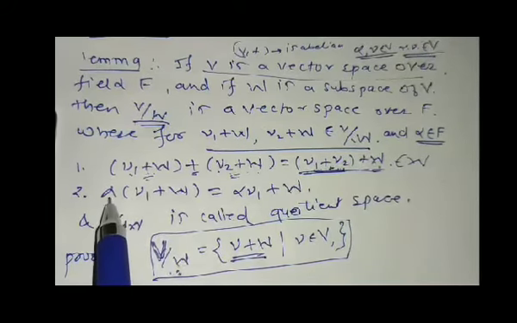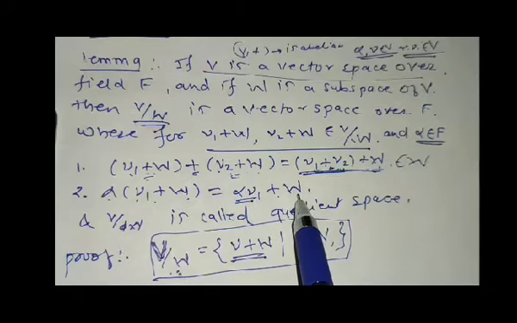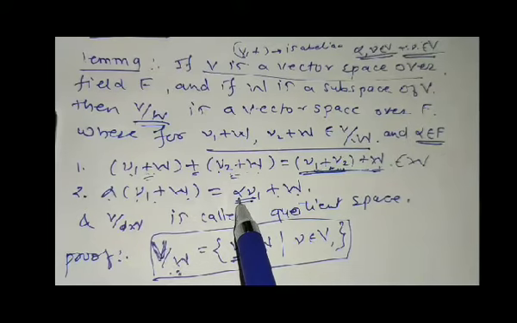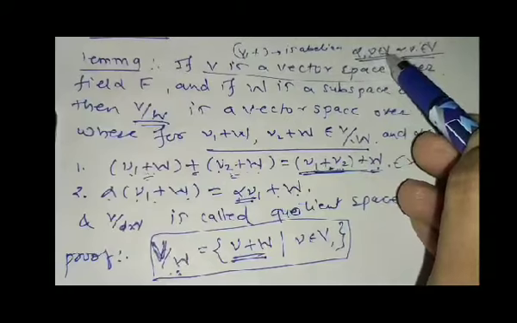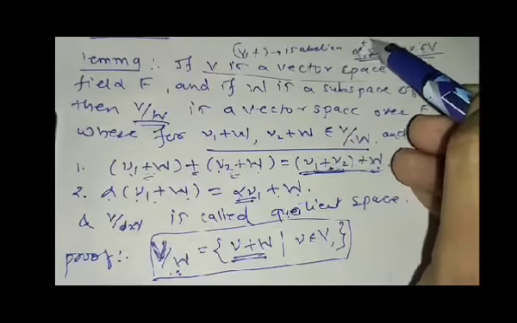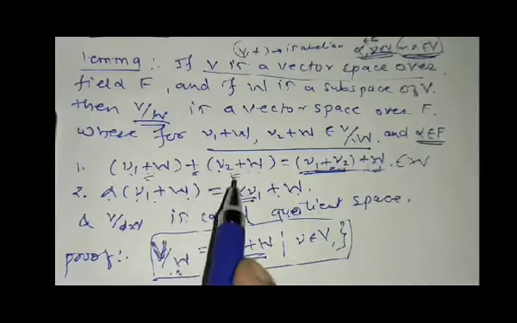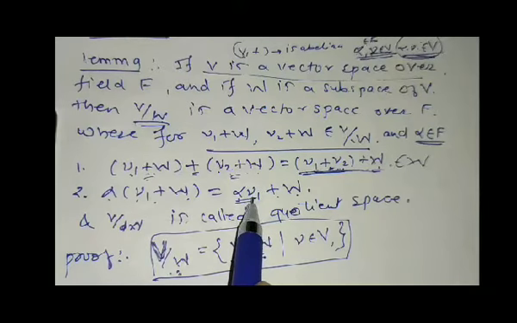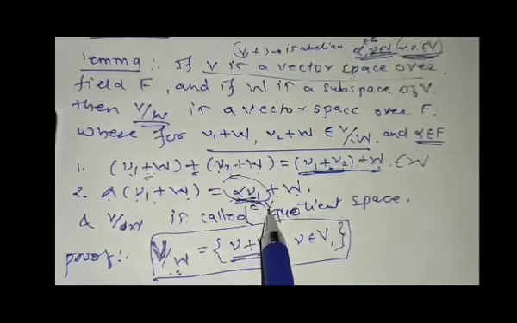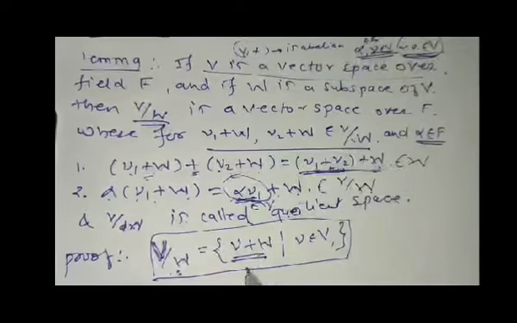Next is alpha(v1 + W). Here alpha v1 + W, because this v1 belongs to V and this alpha belongs to F. The element v of V and alpha, an element of the field, have their product in V. So this v1 is an element of V and alpha an element of the field, so the multiplication is in V. So this is an element of V by W. So again this element is in V by W. See here.